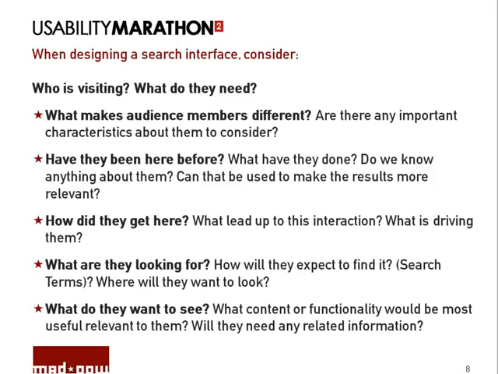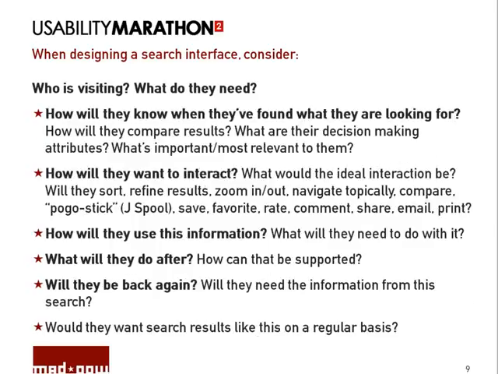What do they want to see? So what is going to help them make their decision on what result to click through on, which one is better than the other one? Will they need any other related information in order to make the decision? Part of figuring out what's on the search results screen is, do we even need them to click through? Perhaps we can put enough in the result itself that they're done and they don't even need to click through. So that's something to think about. How will they know that they've found what they're looking for? So that's an important thing too.